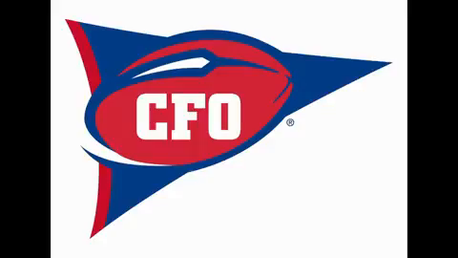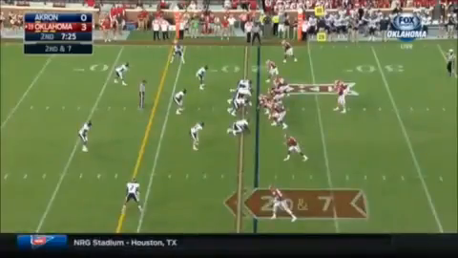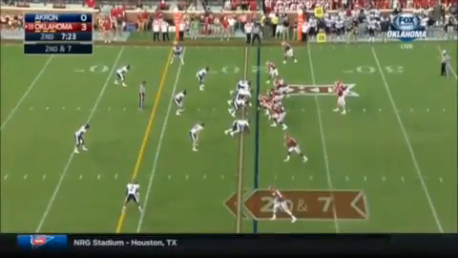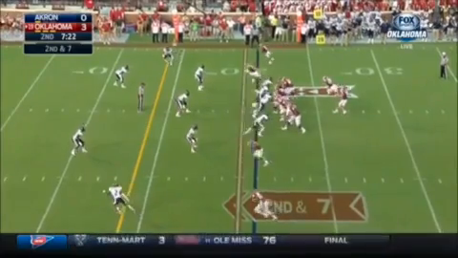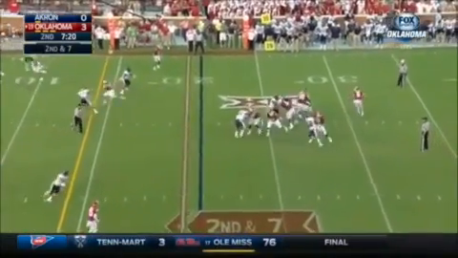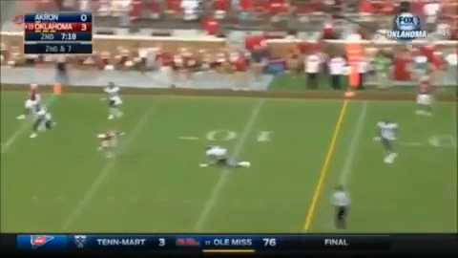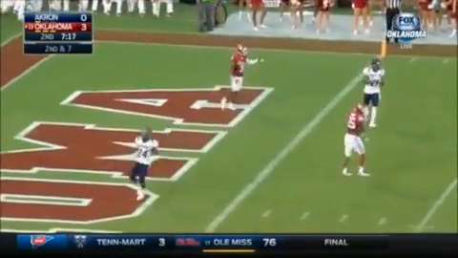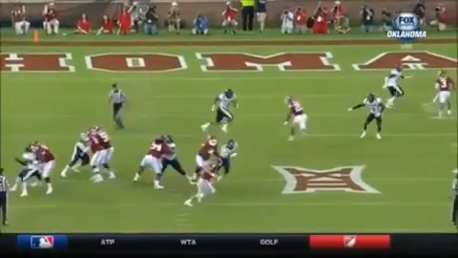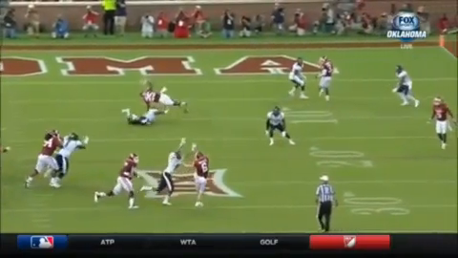Another aspect of the rule that has not changed is that the defense may not block an eligible receiver below the waist beyond the neutral zone. We'll take a look at this linebacker, who stumbles and as a last gasp hits this receiver below the waist. This is still a foul.